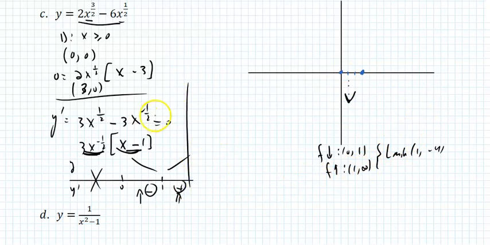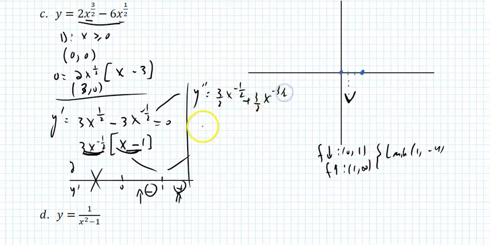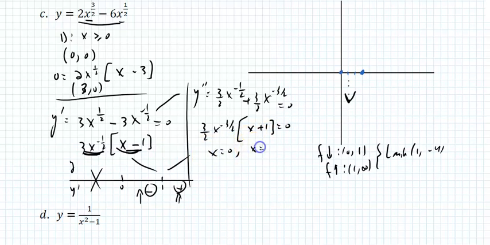Second derivative test, I'll take y double prime, that is 3/2 x to the negative 1/2 plus 3/2 x to the negative 3/2. So if I set that equal to 0, I'll factor 3/2 x to the negative 3/2 out. I'll have x to the positive 2 over 2, which is x plus 1. So I have x equals 0 and x equal negative 1, but that's not part of the domain. So I only have 0 to worry about.